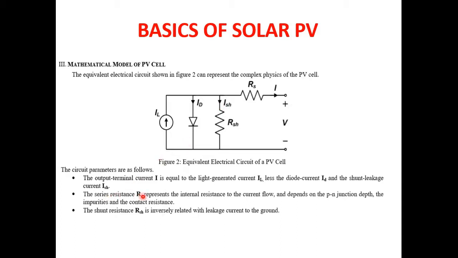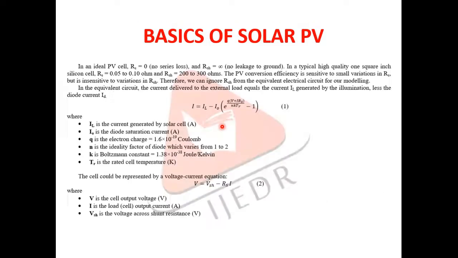The series resistance Rs represents the internal resistance to the current flow and depends on the PN junction depth, the impurities, and the contact resistance. And the shunt resistance RSH is inversely related to the leakage current to the ground. Now, in an ideal PV cell, Rs is equal to 0, meaning no series loss, and RSH is equal to infinity, meaning no leakage to ground current is present.